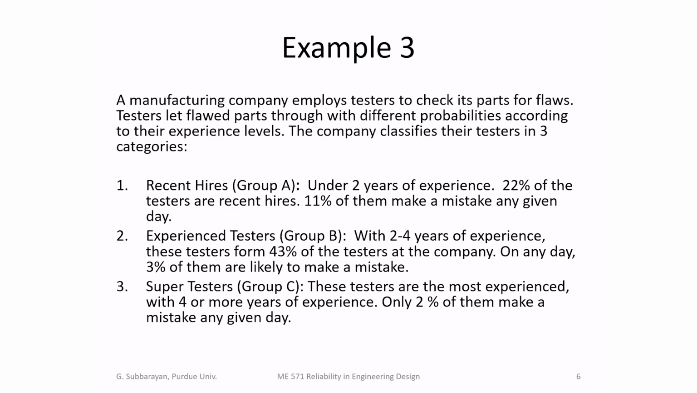We know their populations: 22% for group A, 43% for group B, and the rest for group C. And we know that in group A, 11% make mistakes. In group B, only 3% make mistakes, and in group C, only 2% make mistakes.